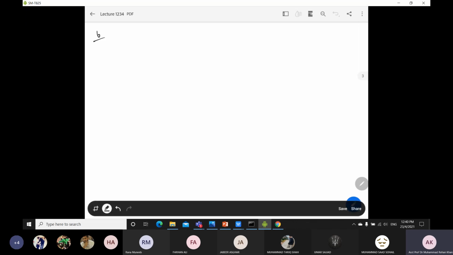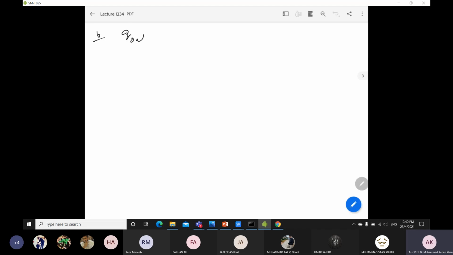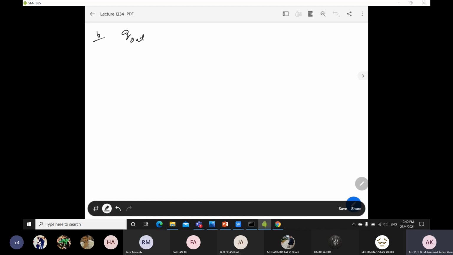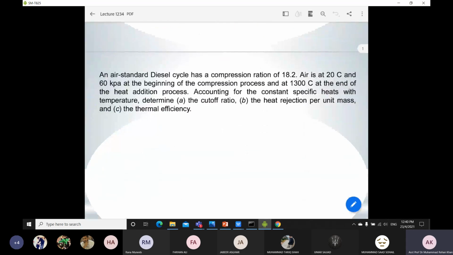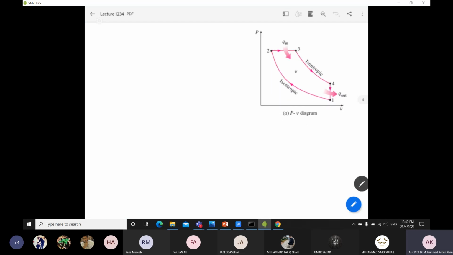So moving towards part number B. So in part number B, we have to find the heat rejection per unit mass. Okay, so it means that we have to find Q out. Okay, so first I will see what the B part is. Okay, so heat rejection per unit mass. Okay, and you can correlate with this PV diagram so that you will get a clear idea of it.